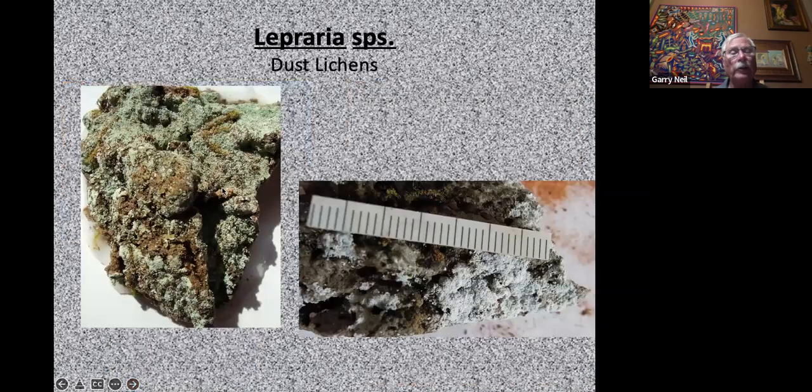Lepraria, this is the dust lichen. Again, this is where you have all the soredia. If you rub your finger across it, you'll have powder on your fingers, and that's just going to be soredia. It doesn't really have a true thallus. It just forms gobs of soredia on soil and rock, and sometimes on bark.